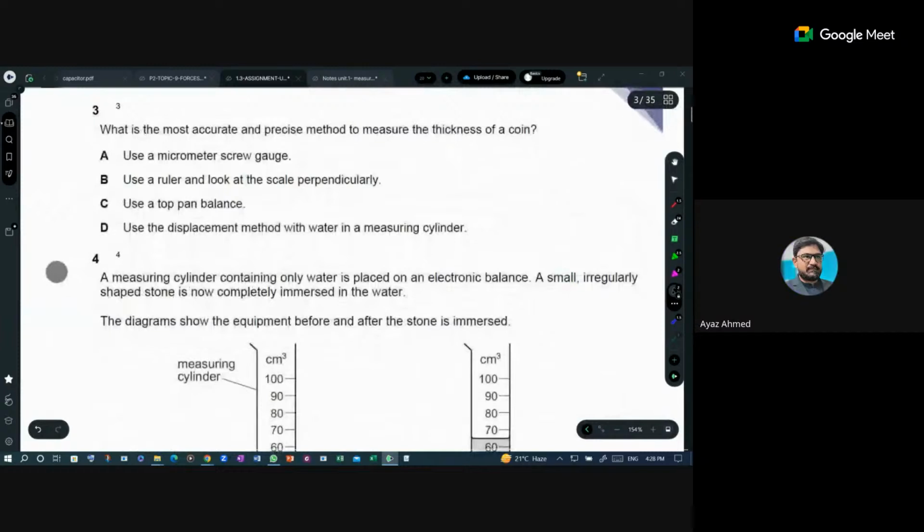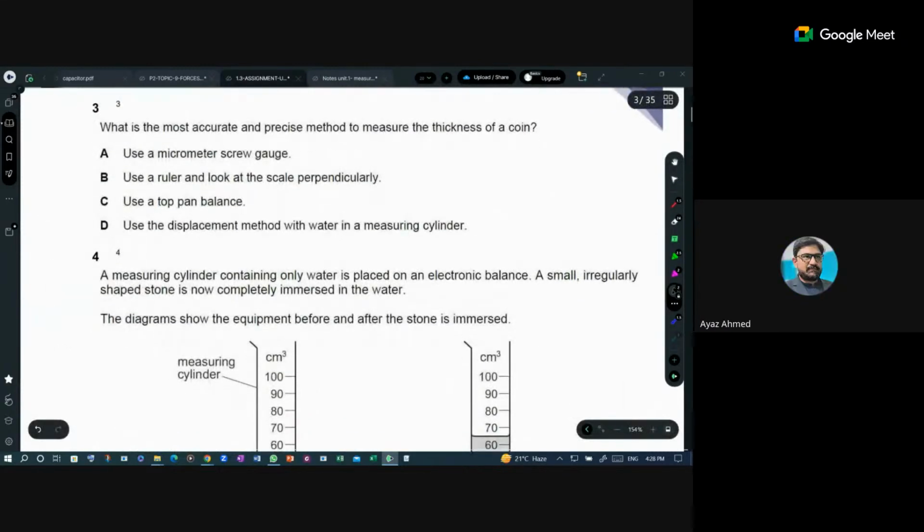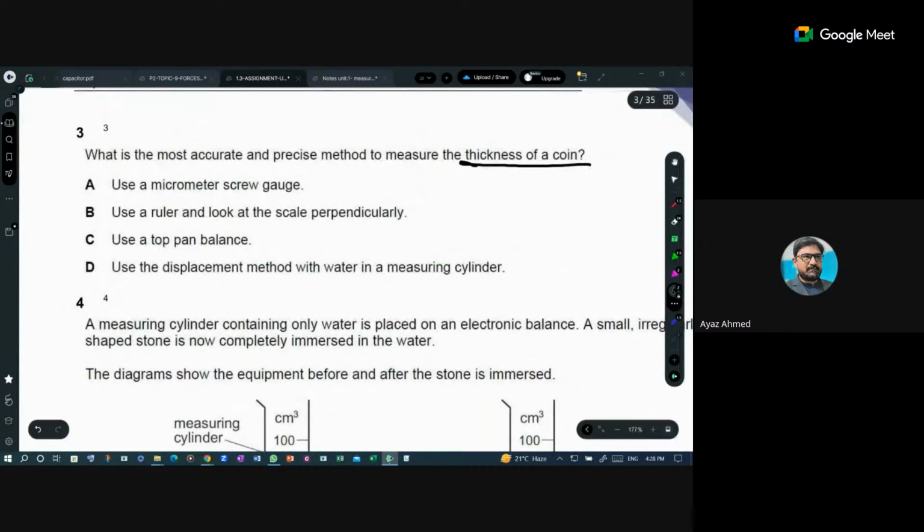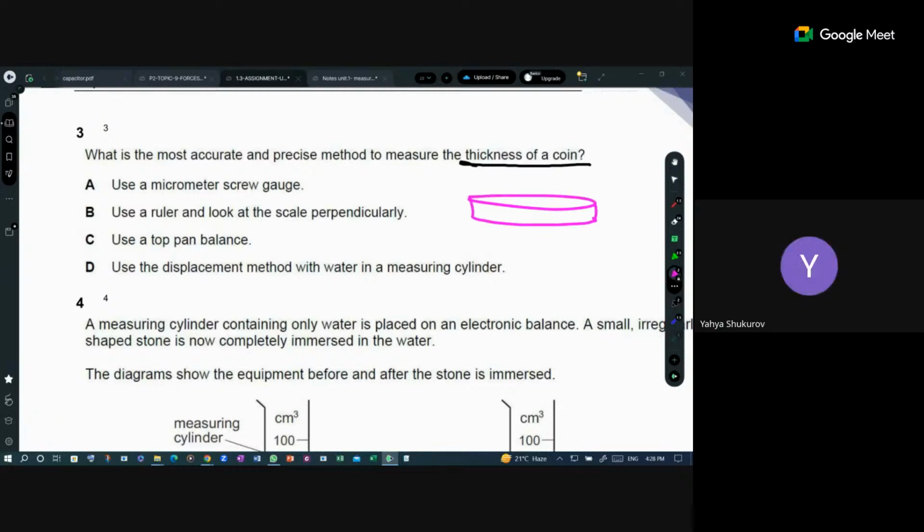Okay. Now, what is the most accurate and precise method to measure the thickness of a coin? This is about the use of the instruments I told you. There is a micrometer screw gauge. A coin has a very small thickness, so usually we use a micrometer screw gauge for very small thicknesses. Ruler and look at the scale perpendicularly: it is fine that we have to look at the scale perpendicularly, but a ruler will not be used.